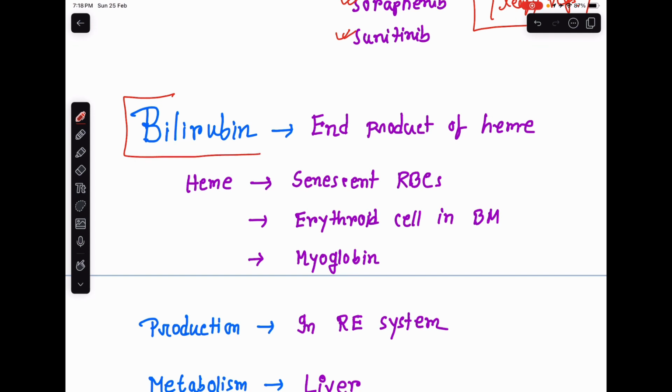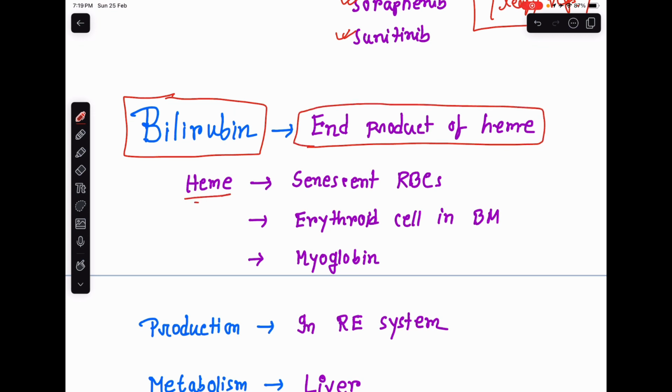Now what is bilirubin? Now we know that deposition of bilirubin results in yellowish discoloration of eyes, skin and other body tissues. Bilirubin is the end product of heme. Now from where does the heme come? Heme comes from the breakdown of senescent red blood cells. Also some amount of heme comes from the premature destruction of erythroid cells in the bone marrow and from the breakdown of tissue proteins like myoglobin. So these are the sources of heme. The breakdown of heme results in formation of bilirubin.